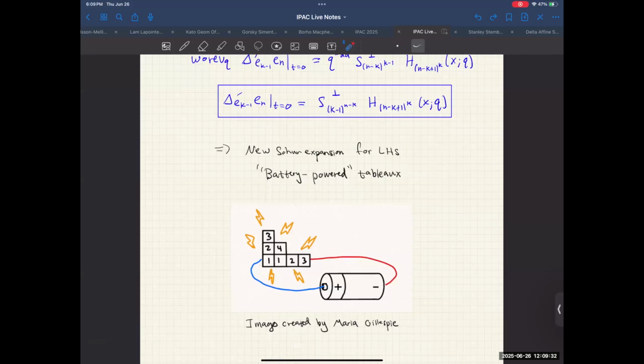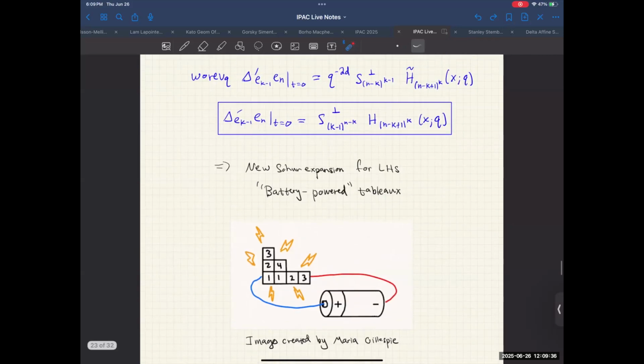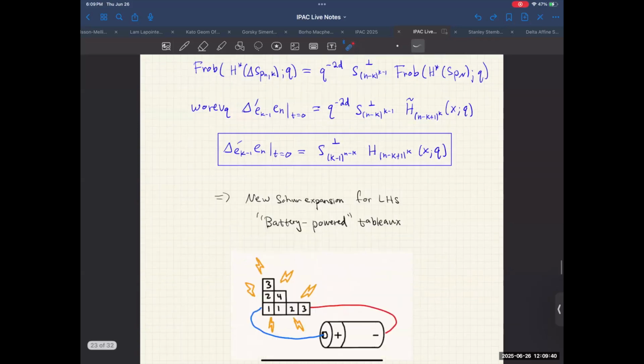Yep. Sorry, Nikita has a question on the chat. He asked, what is the symmetric regression on the left side? Is it still S_M?